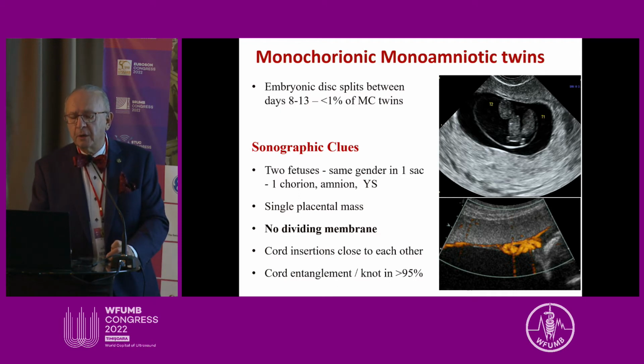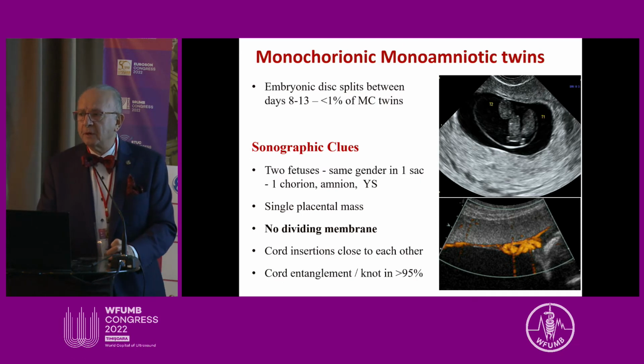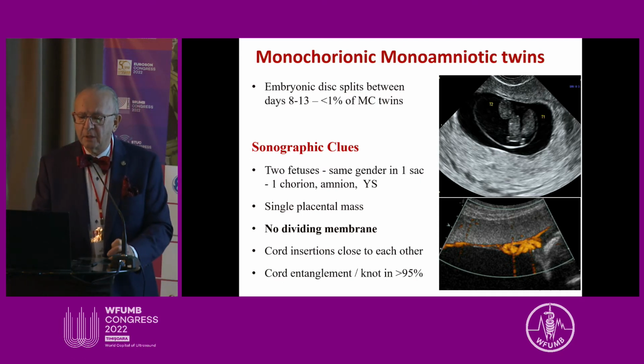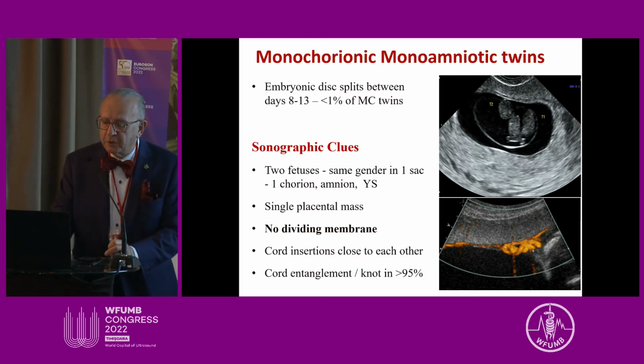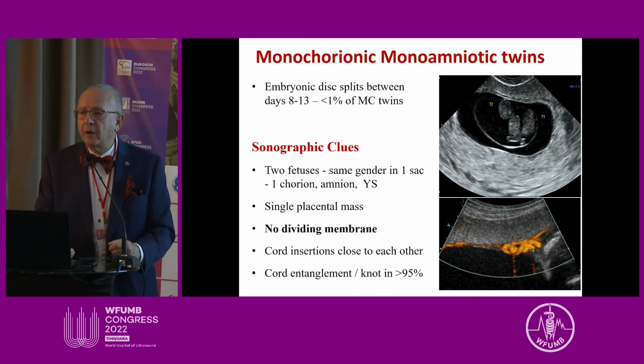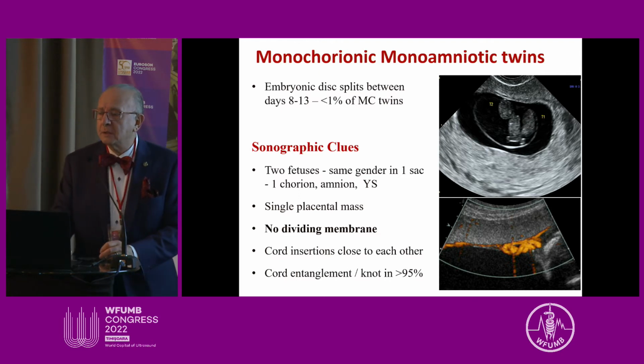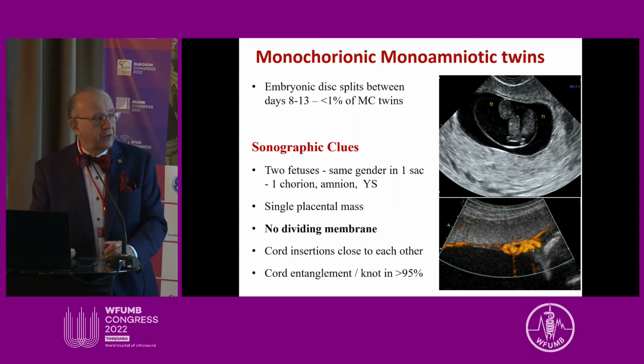When we look at ultrasound, we can see that there are 2 fetuses within 1 sac, same gender, although of course in the first trimester at 8-10 weeks, we cannot see the gender. But if we see 1 chorion, 1 amnion, 1 yolk sac, and 2 fetuses, we can decide that these are monochorionic, monoamniotic twins. They're single placenta. There's no dividing membrane, as you can see on top, and the cord insertions are very, very close to each other, and very often we will have cord entanglement with knots of the cords in a very high percentage of cases.